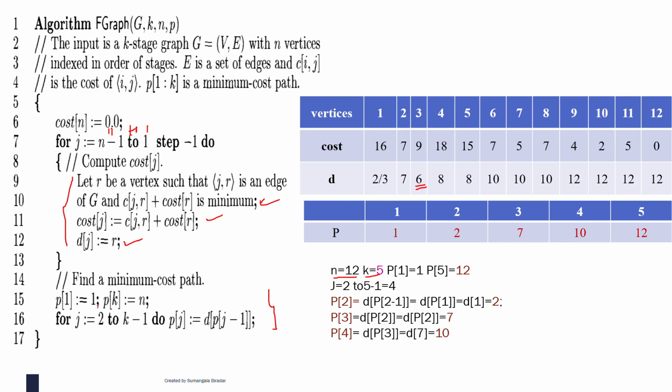P of 1 equal to 1 here, and P of K. K value is what now? 5. And how many vertices here? 12. P of 5 equal to 12. This is the path table here. In the path table, for the 1 you got the value 1, and for the 5 you got the value 12 here. Next, J equal to 2 to K minus 1. K value is 5, 5 minus 1 means what? It is 4 now.